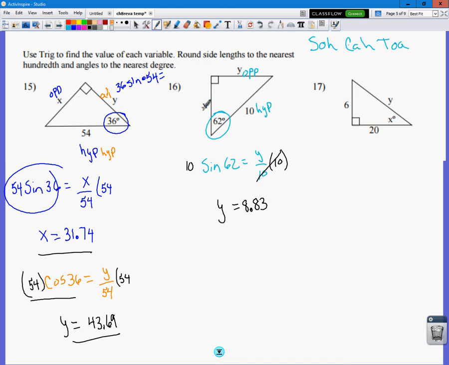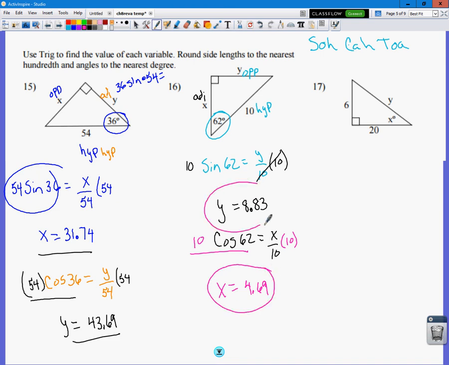When I go to find x, it is adjacent. I have 10, that's the hypotenuse. Adjacent and hypotenuse would be the cosine function. The cosine of 62 would be equal to x over 10. And to get x by itself, I would multiply by 10. 10 cosine of 62 gets keyed into my calculator. And this would be 4.69. There's my x and my y.